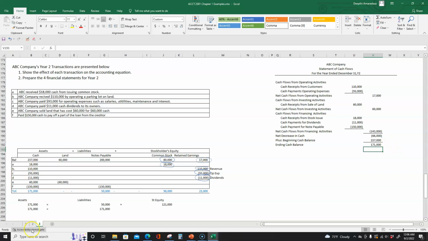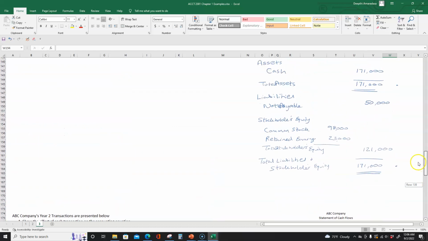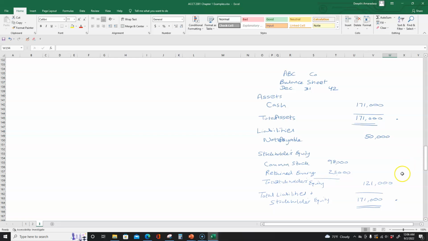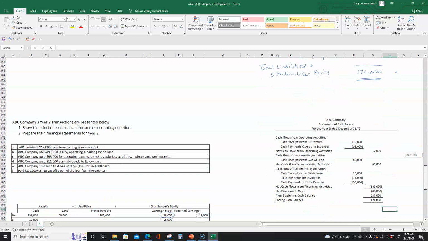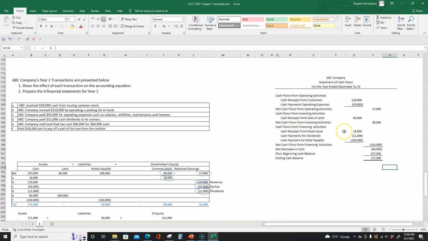We know that is correct because, as you can see, your cash balance total was $171,000. But if you didn't have this transaction analysis in front of you, you would compare this $171,000 to your cash in your balance sheet that you prepared earlier. And you can see that the cash in your year 2 balance sheet is $171,000 on December 31st, year 2. Let's scroll down to look at your final statement of cash flows.